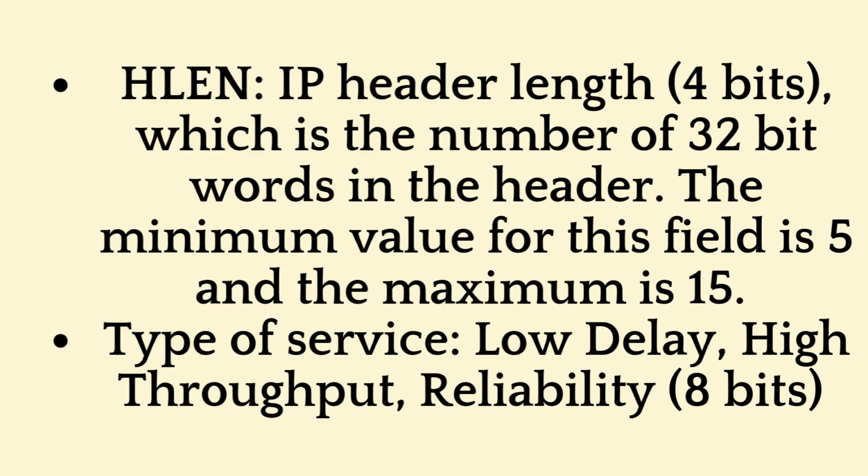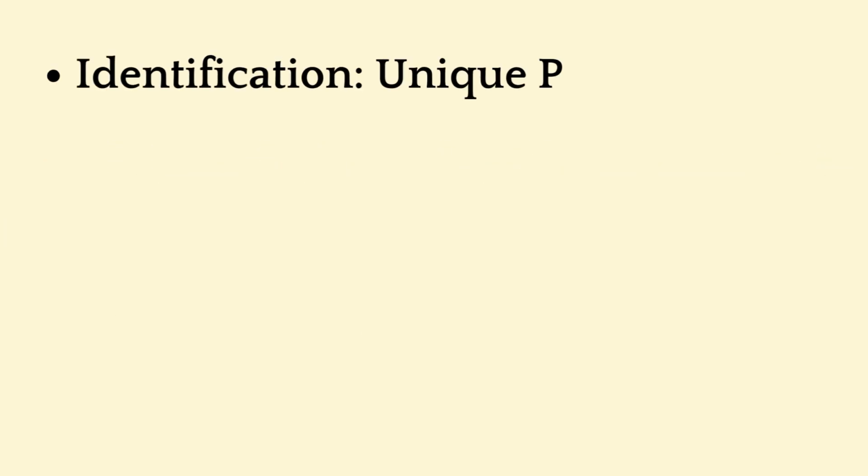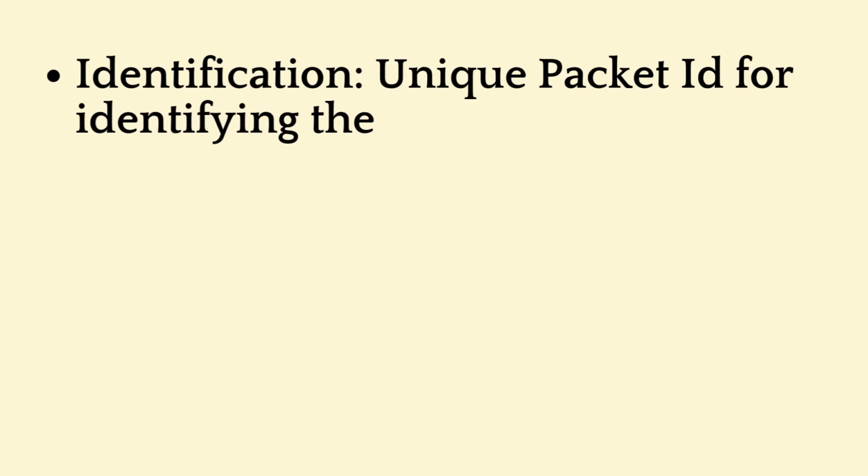Total length. Length of header and data, 16 bits, which has a minimum value of 20 bytes and the maximum is 65,535 bytes. Identification. Unique packet ID for identifying the group of fragments of a single IP datagram, which is 16 bits.